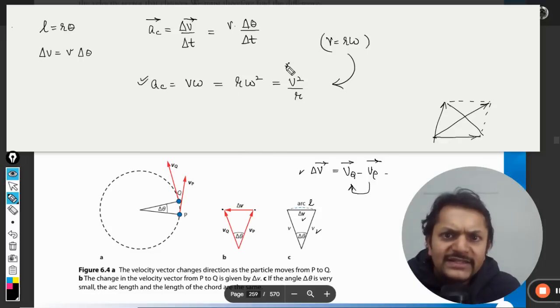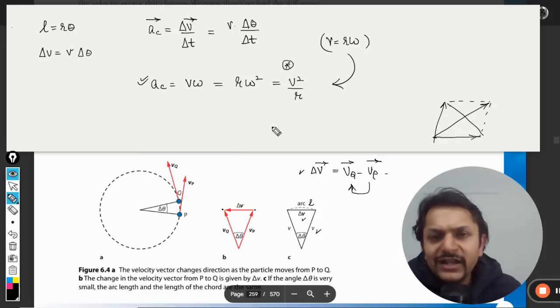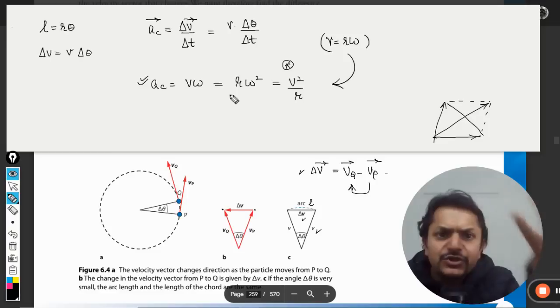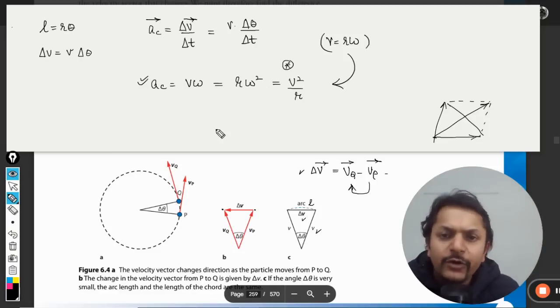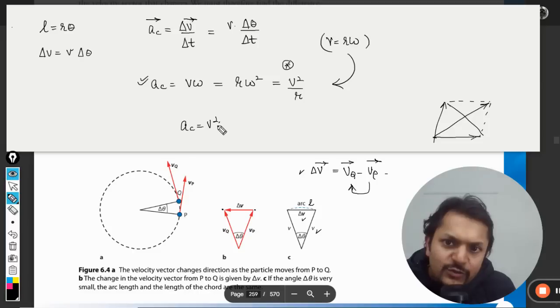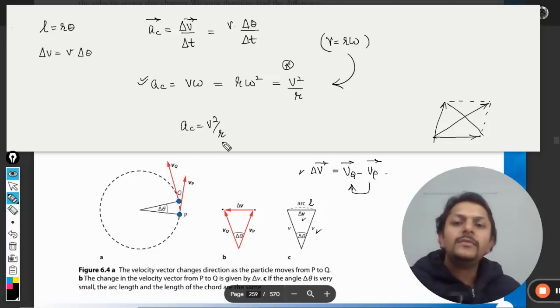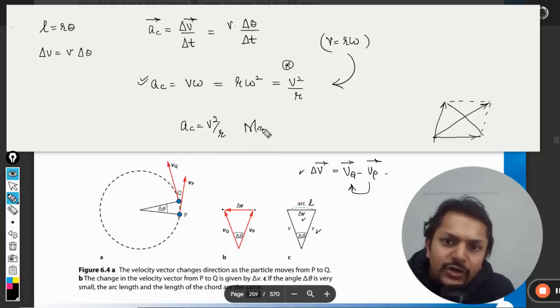Although this formula is the most usable in IB, till now I have not seen many questions using these formulas, although they are the same, like just substitution of V is equal to R omega, you can get these formulas. So this is V square by R. So centripetal acceleration is V square by R. So this is about the magnitude of the centripetal acceleration.